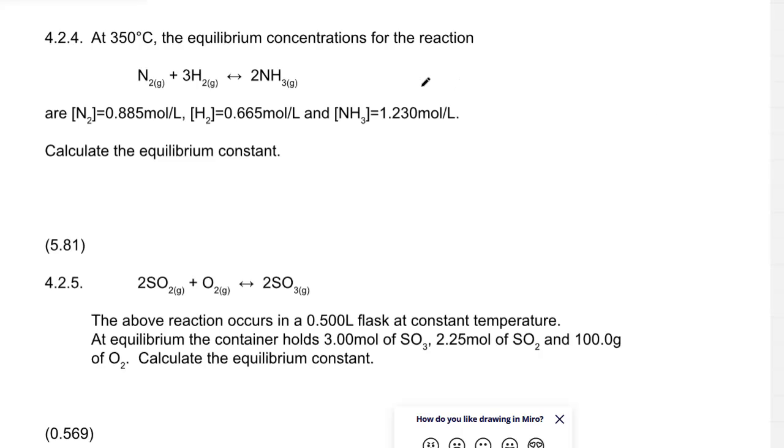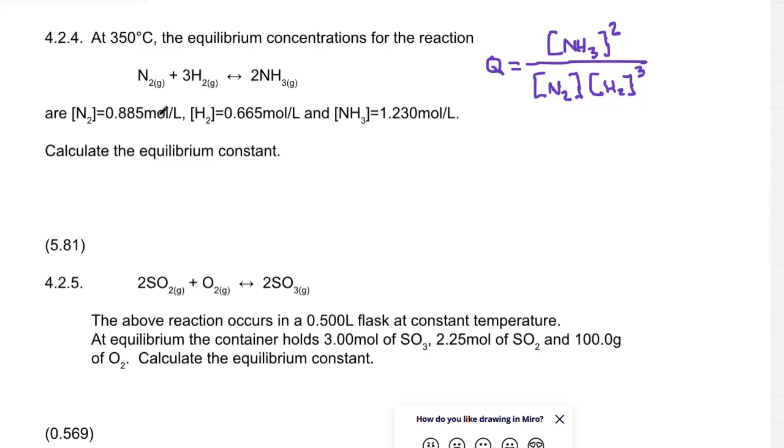Okay, more calculating of equilibrium stuff. They give us a reaction here where nitrogen reacts with hydrogen and forms ammonia, so we can write a reaction quotient for that. It's ammonia, coefficient of 2 means it's squared, over nitrogen, coefficient of 1 means power of 1. And hydrogen, coefficient of 3 means power of 3. So there's our equilibrium law, or our reaction quotient.